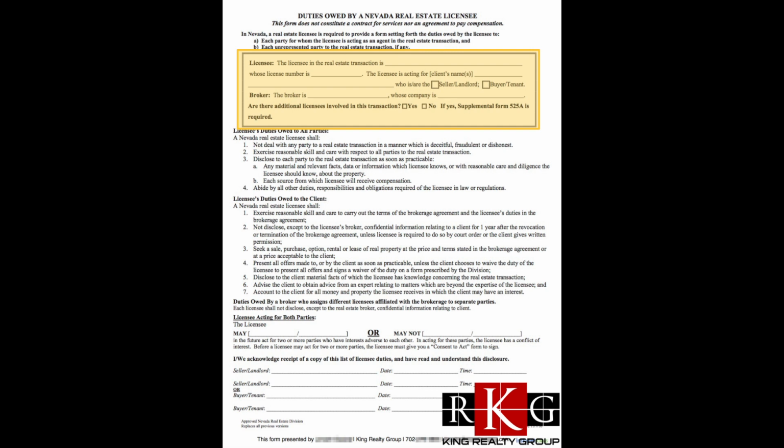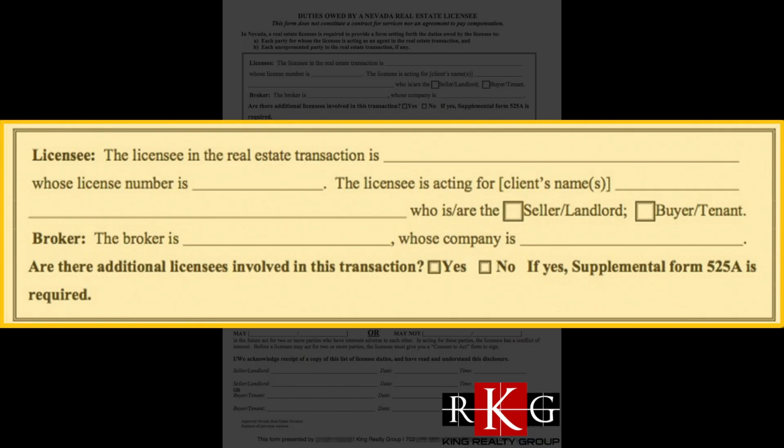The first section is a box for the identification of the licensee, his or her license number, the broker's and brokerage's names, and finally, the name of the client who the licensee is representing. Example, the seller, buyer, landlord, or tenant.